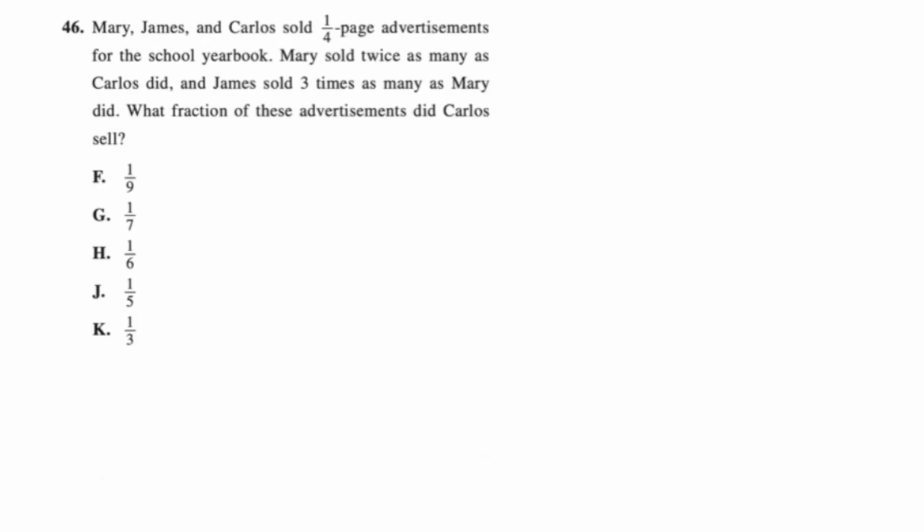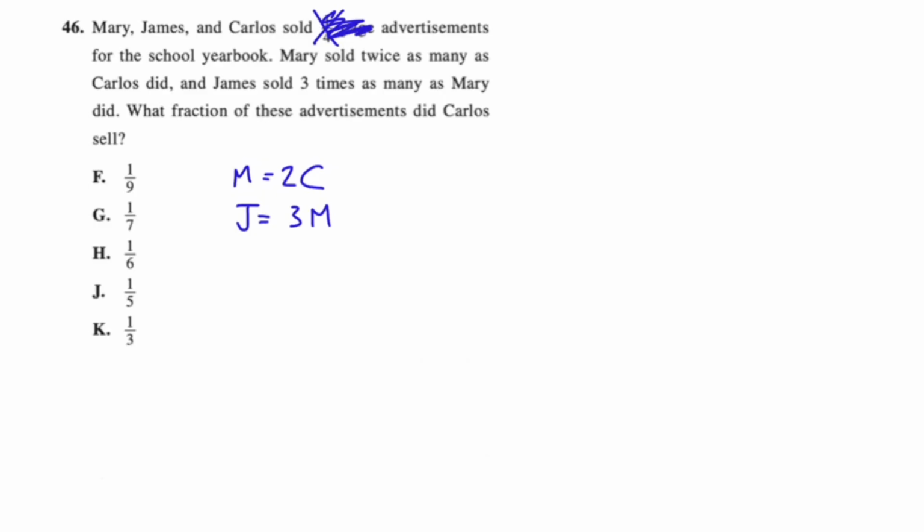All right, so the first distracting thing is this quarter here, this fraction. That's just talking about the advertisements that they're selling, so that has absolutely nothing to do with calculating anything in this problem. Mary sold twice as many as Carlos did. So if we take Carlos and multiply by 2, or how many things he sold, that would tell us how many Mary sold. So I'm just going to write that equation out. James sold 3 times as many as Mary. So James equals 3 times Mary. I'm going to think of it that way.